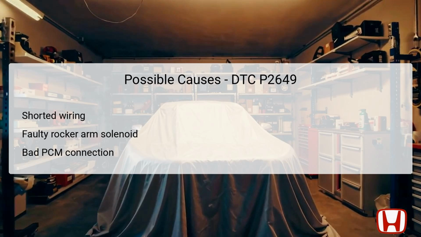A corroded or loose connection at the PCM can also contribute to electrical issues, manifesting as a high voltage circuit error. Inspecting each component and connection critically is vital for pinpointing the exact cause of the DTC. Comprehensive diagnostics will ensure that all potential issues are identified and resolved efficiently.